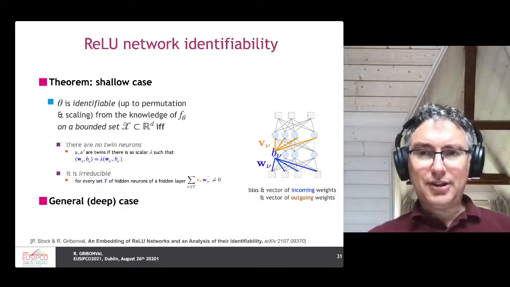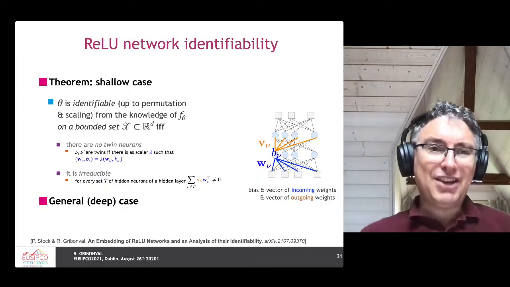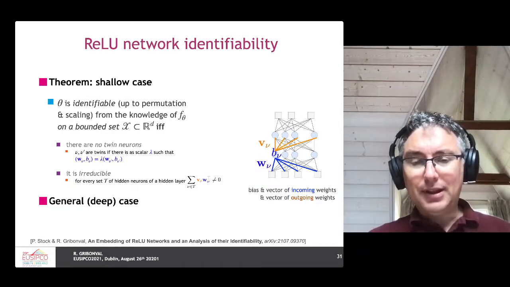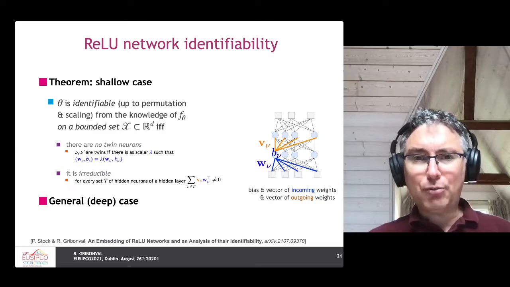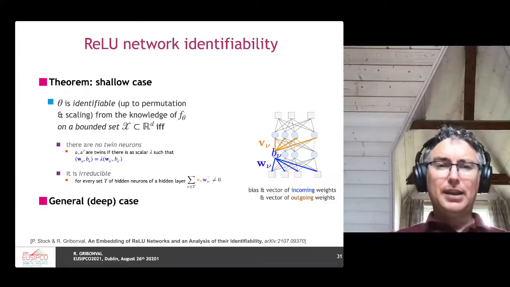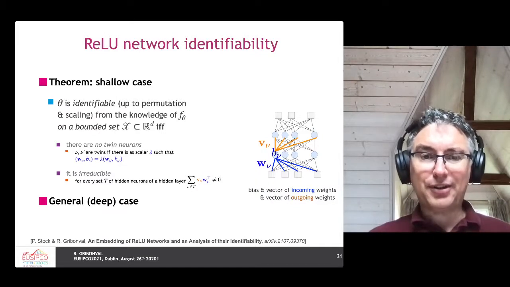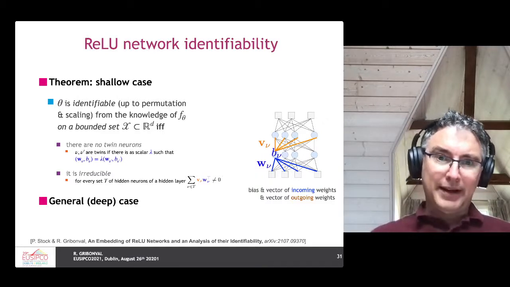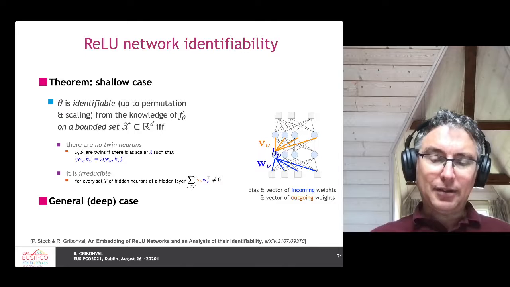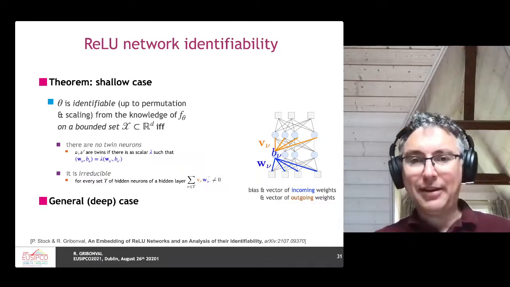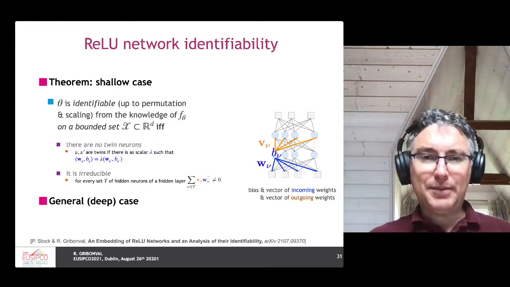The second condition is a condition that we call irreducibility. This condition also involves the output neurons, the vector of output weights. So for each neuron, you define the vector of output weights. And here what we ask is that when you take the product of the vector of input weights by the vector of output weights and sum it over any subset of hidden neurons of the same layer, it should never be zero.